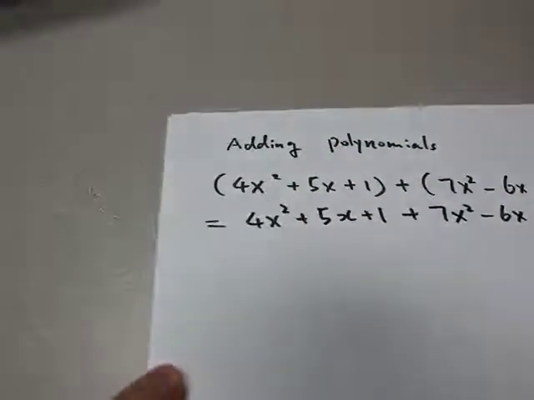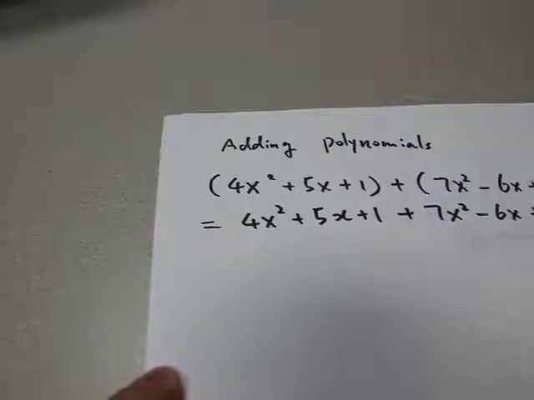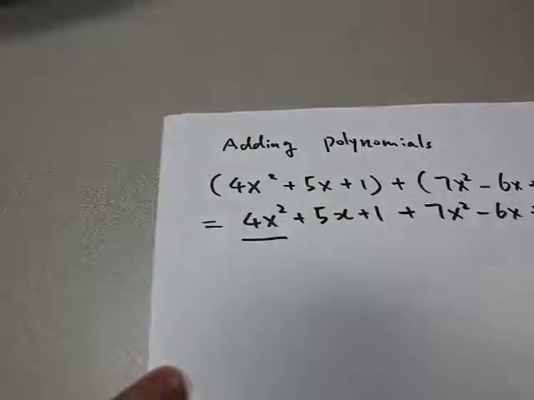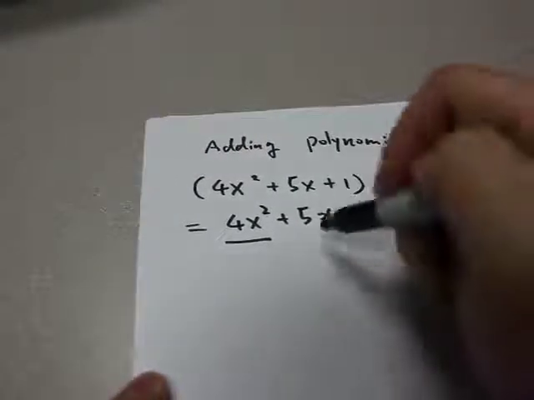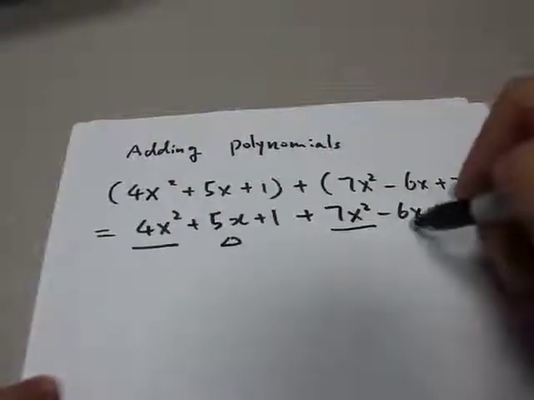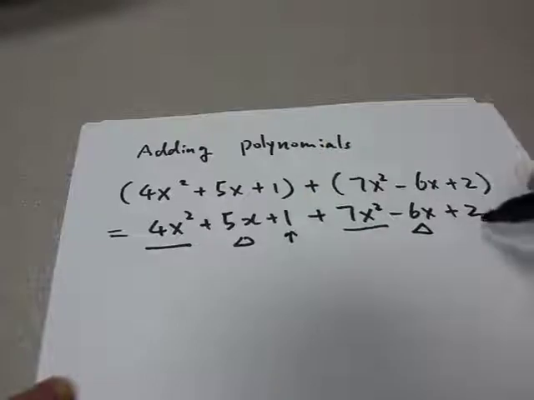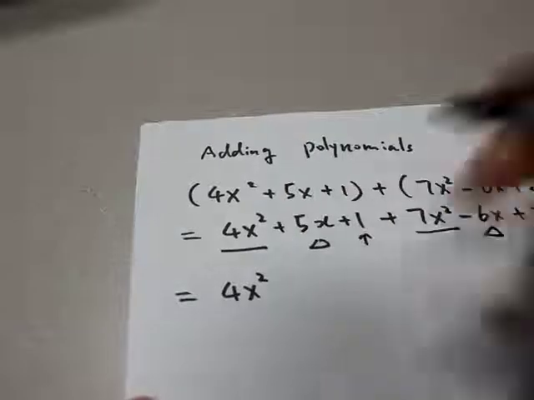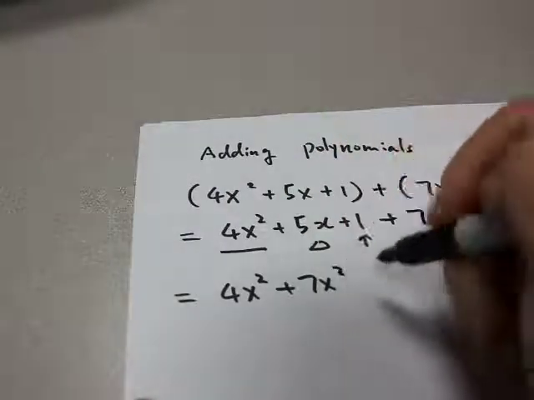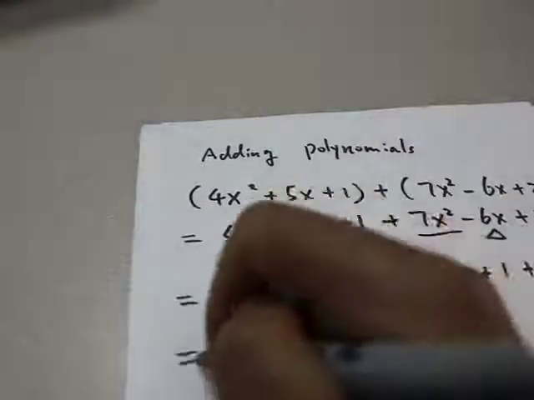So when you do this, you can use a different color or a different shape to identify the like terms. So 4x squared, the like term is 7x squared, and the 5x, the like term is negative 6x, and 1 and 2, they are like terms. So next, I write the like terms next to each other, and I begin to combine them.